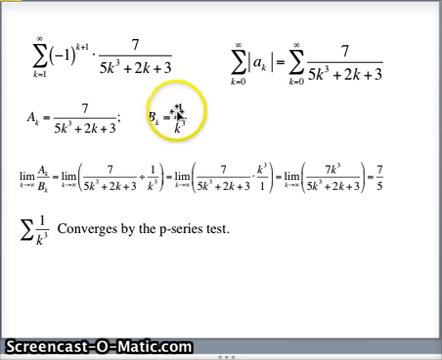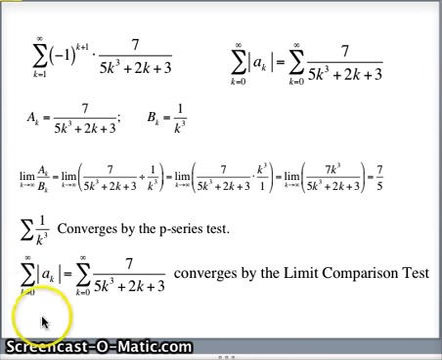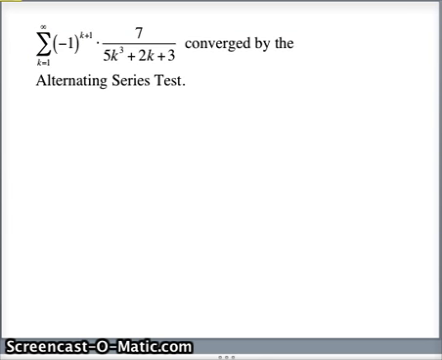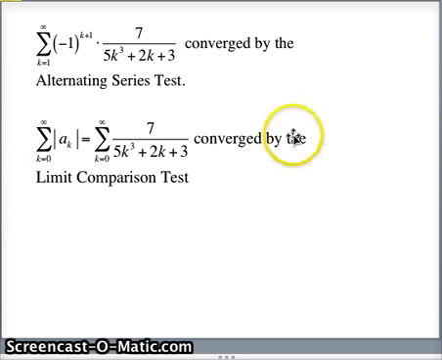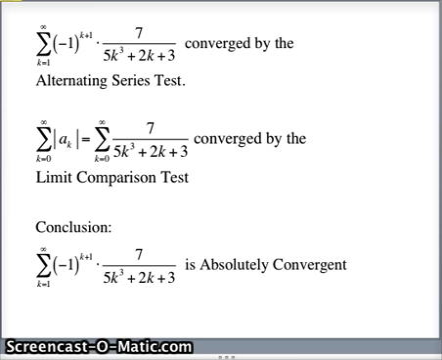I know the sum of 1 over k cubed, b sub k, converges by the p-series test. The exponent is 3. 3 is more than 1. That's going to converge. Therefore, the sum of the absolute values also converges by the limit comparison test, because both series are of the same type. So when I remove the sign flashers, the absolute values still converged. So the original series converged by the alternating series test. The absolute values converged by the limit comparison test. So what's my conclusion? The original series is absolutely convergent.